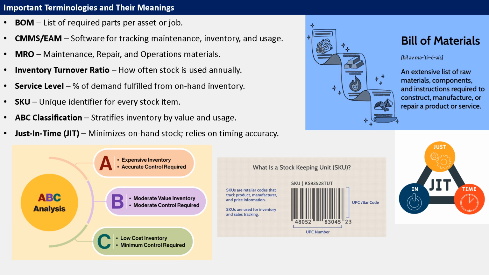A items are high value and low frequency, critical and tightly controlled. B items are moderate in both value and usage. C items are low value, high frequency, and often stocked in bulk.